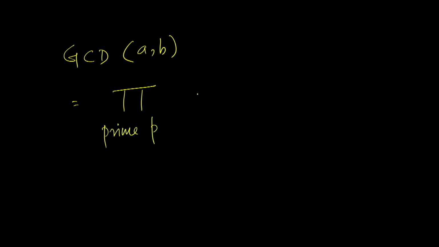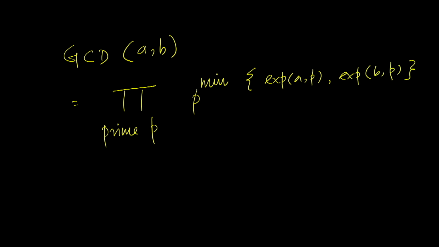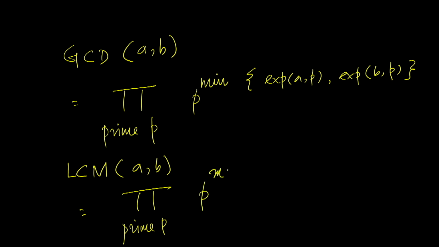is the product over all primes P of this. Similarly, LCM of A and B is the product over all primes P of P power max of x_A(P) and x_B(P).